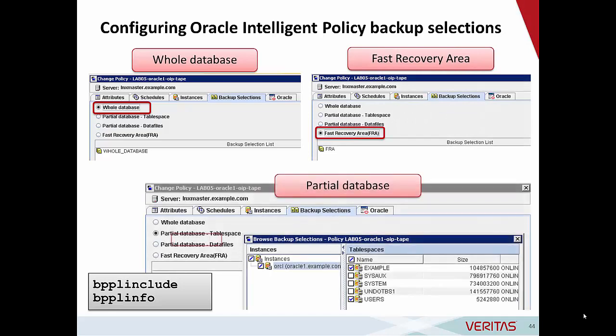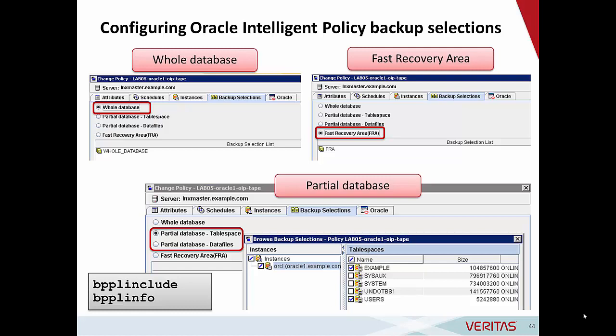The Backup Selections tab allows me to specify exactly what's going to be protected when this policy runs. Do I want to back up the whole database? Do I want to do a partial database backup of just certain table spaces or certain data files? Do I want to back up the flash recovery area?